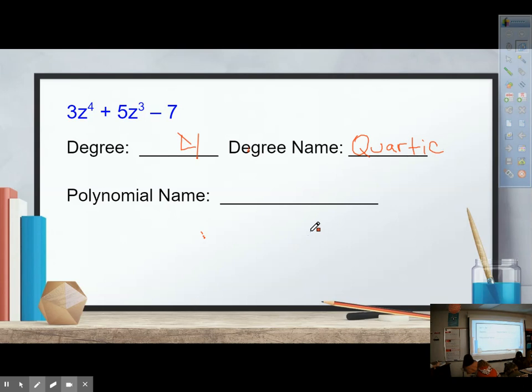Yeah, that's a 4. And then I look to see how many terms it has. 3z to the 4th is one term. Positive 5z to the 3rd is another. And negative 7 is the 3rd one. So there's 3 terms. And looking back at my table, 3 terms would be a trinomial. Remember, tri means 3. Tricycle has 3 wheels. A trinomial has 3 terms.